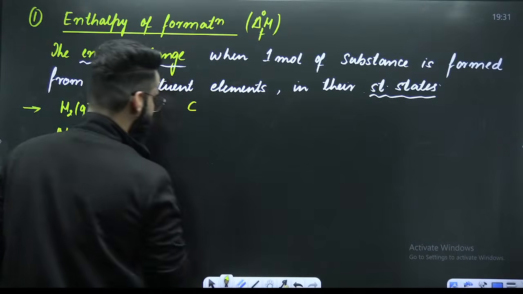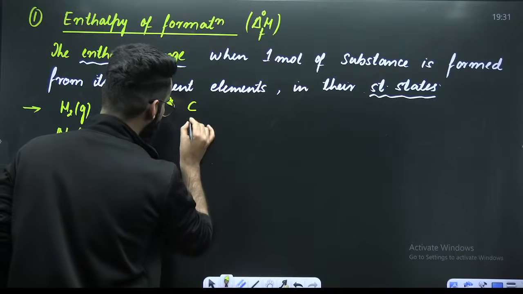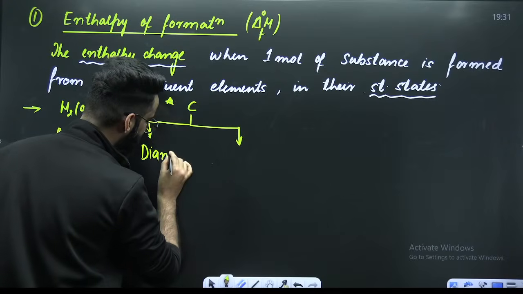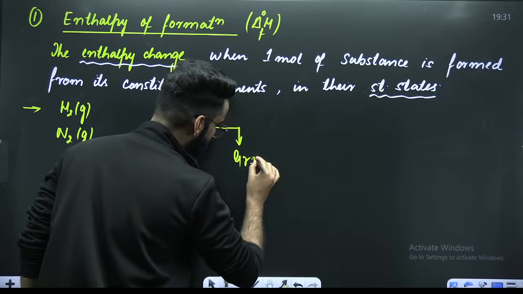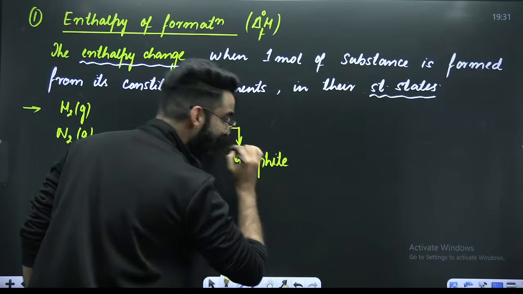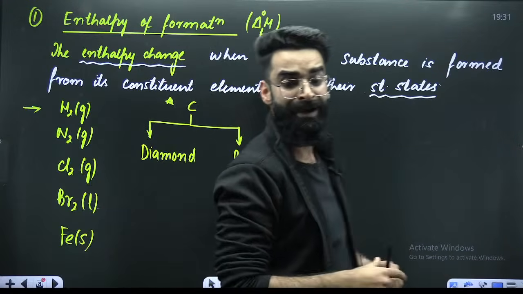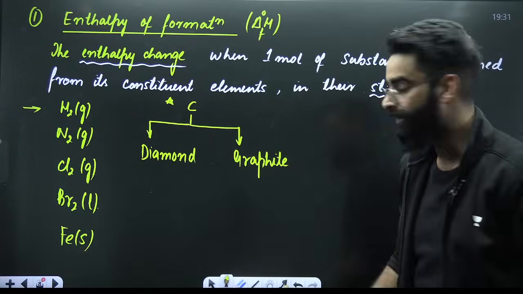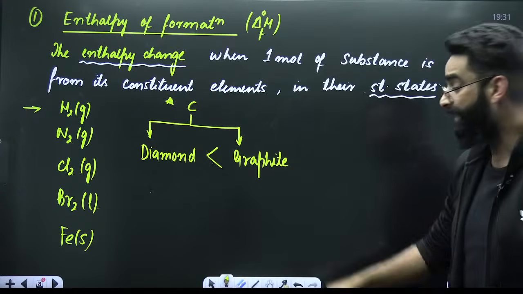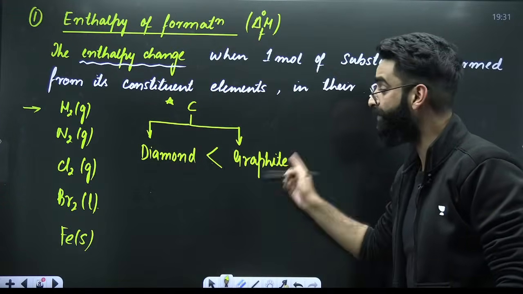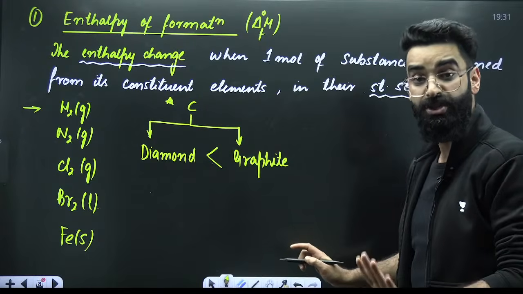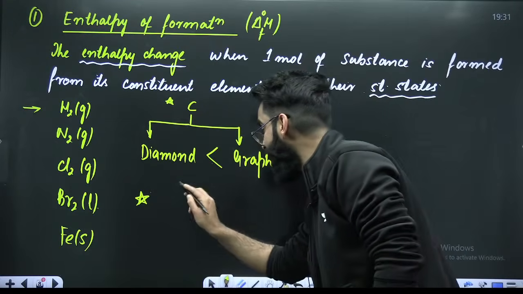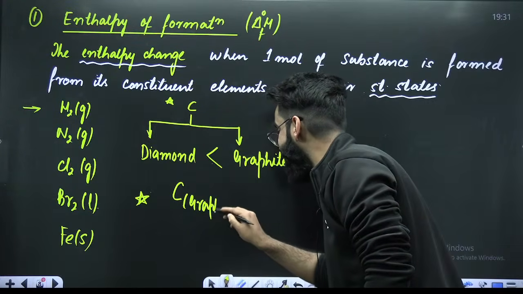If I talk about carbon, what are the two main allotropes of carbon? The two main allotropes of carbon are diamond and graphite. Now, if I ask you, among diamond and graphite, which one is thermodynamically more stable? Graphite is thermodynamically more stable than diamond. So I would say the standard state of carbon is graphite. Graphite is the standard state of carbon.